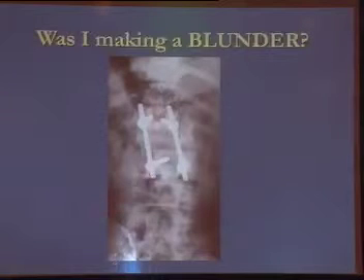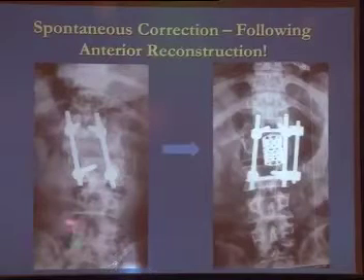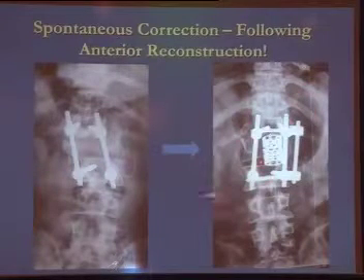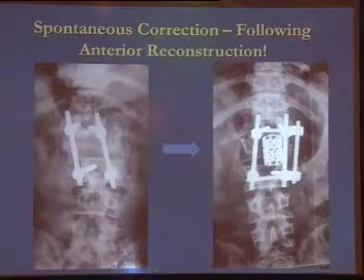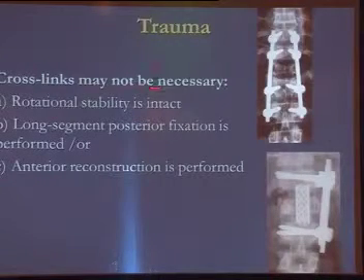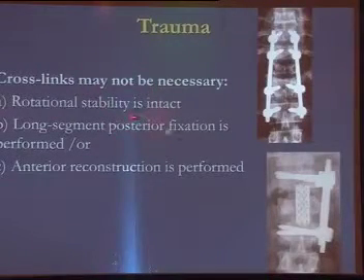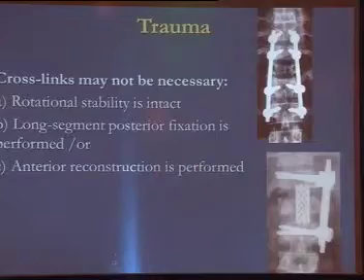Now I did a short segment fixation in this particular patient. It was a young patient. To save segments, okay, what happened? See, did I make a blunder? That was a nightmare for that particular day. But would crosslinking have avoided this? I don't know. I was really worried about this patient, and the minute we did anterior, everything fell in place. There's no need to crosslink at all. So what does literature say? Crosslinks may not be necessary if rotational stability is intact, long segment posterior fixation is performed, or if you're doing an anterior reconstruction.